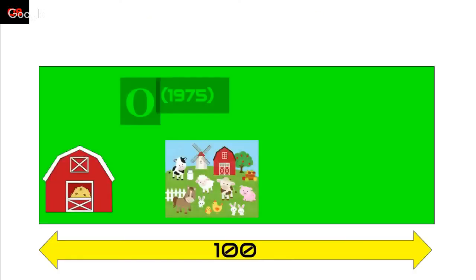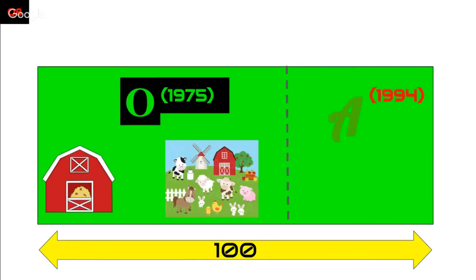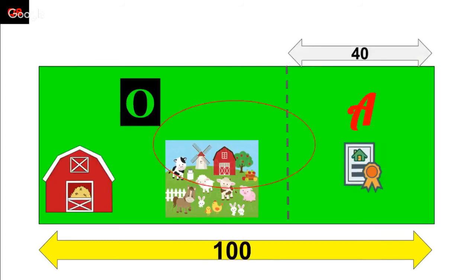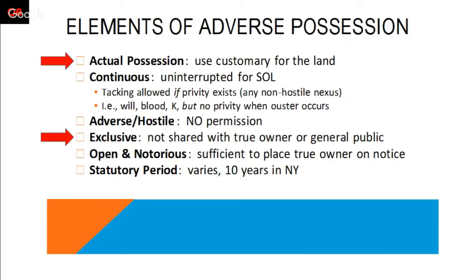Question 8. O owns and has been in possession of a 100-acre farm since 1975. In 1994, A entered the back 40 acres under color of an invalid deed from Z for the entire 100 acres. Since her entry, A has occupied and improved the back 40. A brings suit to evict O from the farm. What land can she successfully claim?